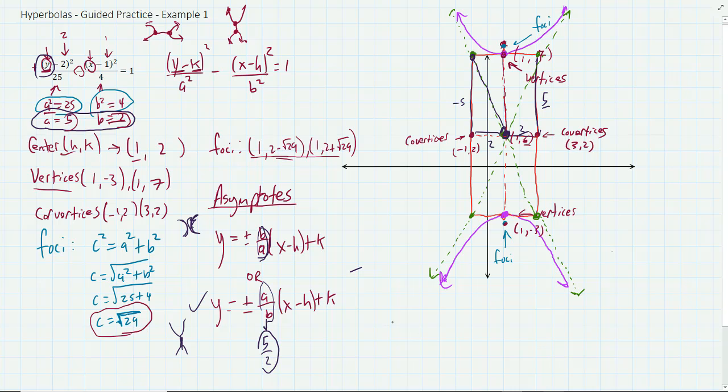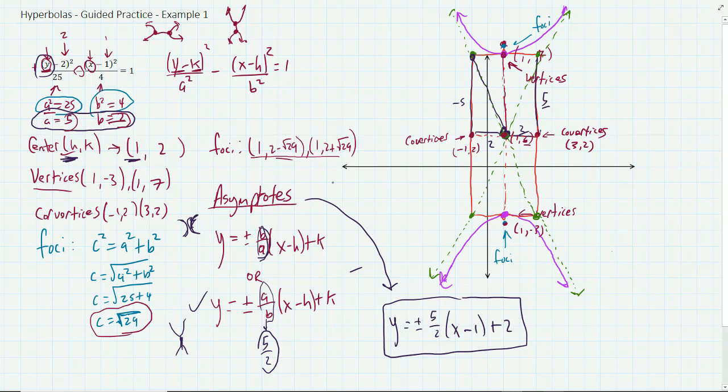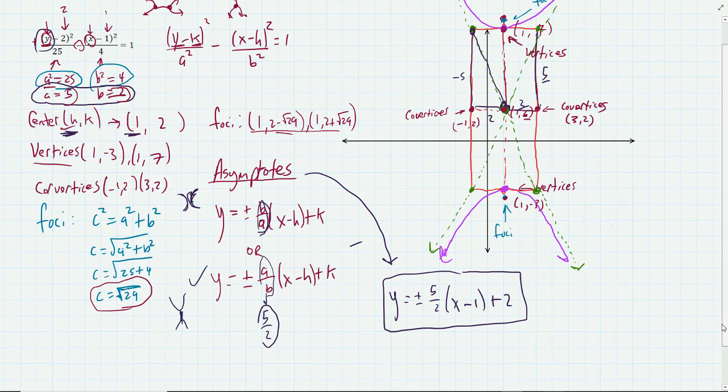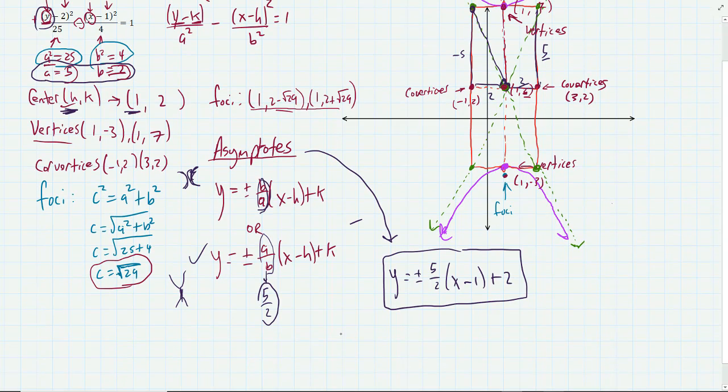So here's what I have. I have y equals plus or minus this rise over run, it's going to be 5 over 2. And then it's going to be x minus h. My h right here, from the center, is 1. So it's x minus 1. And then plus 2. And that will be both equations at once. That's both equations of the asymptotes. You can write it like that. If you want to write them in slope-intercept form and expand it a little, you can do that. We can say that it's y equals 5 halves times x minus 1 plus 2. And we could say the other one is y equals negative 5 halves times x minus 1 plus 2.